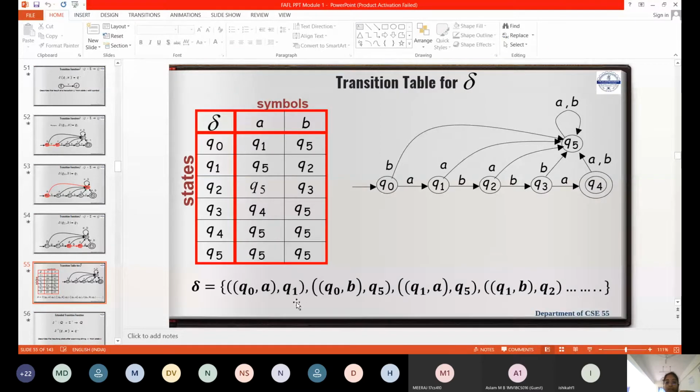The one which is written is nothing but what I have told you already. Q naught on A goes to Q1, Q naught on B goes to Q5, like that. You need not list like this; you can list it one by one also, and then you can list it in the table. So what did you understand from this?